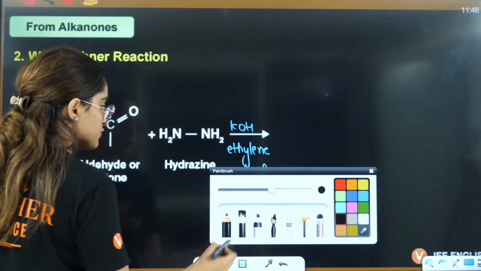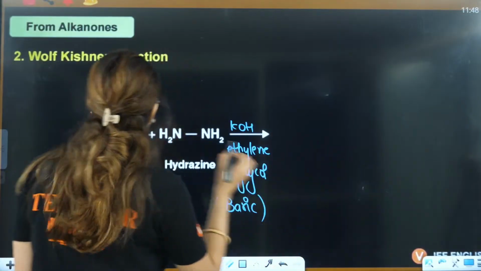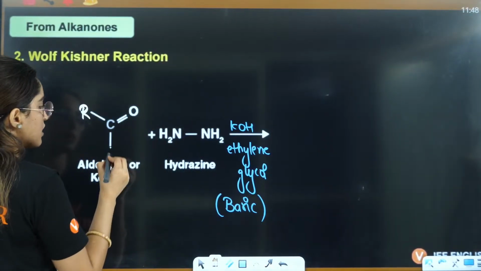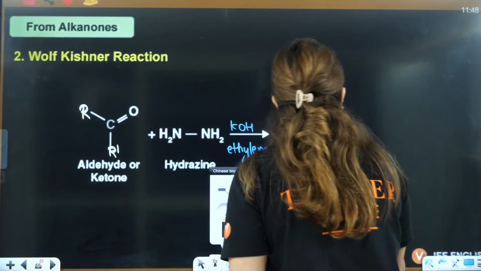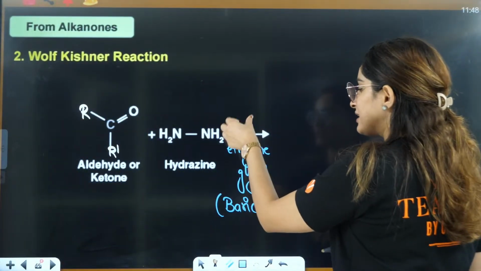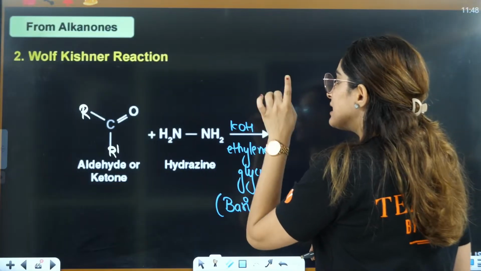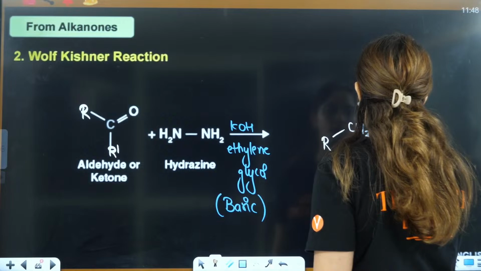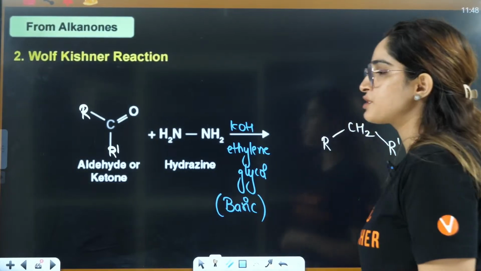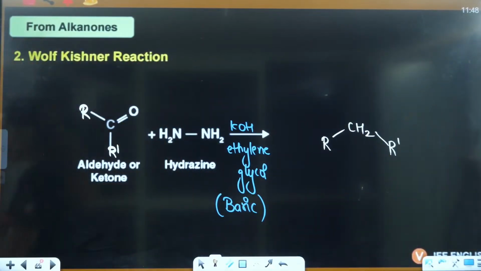This reaction is when you have R and R dash. Here, when you use hydrazine in basic conditions, it is directly converted to R CH2 R dash. That is formed here. Yes, everybody, tell me, is that clear?